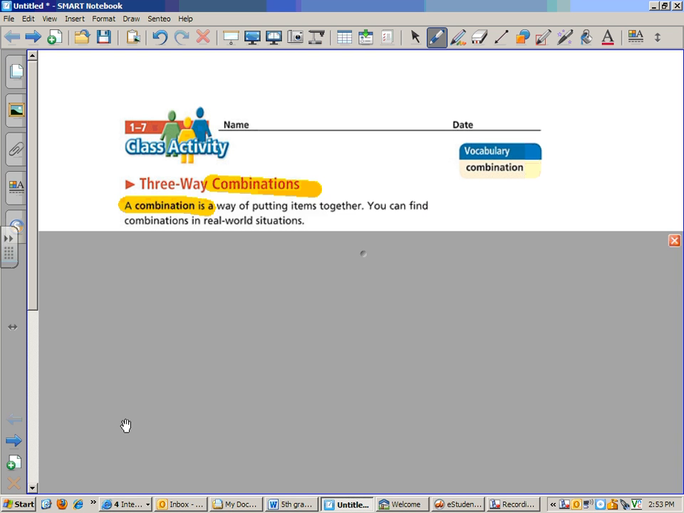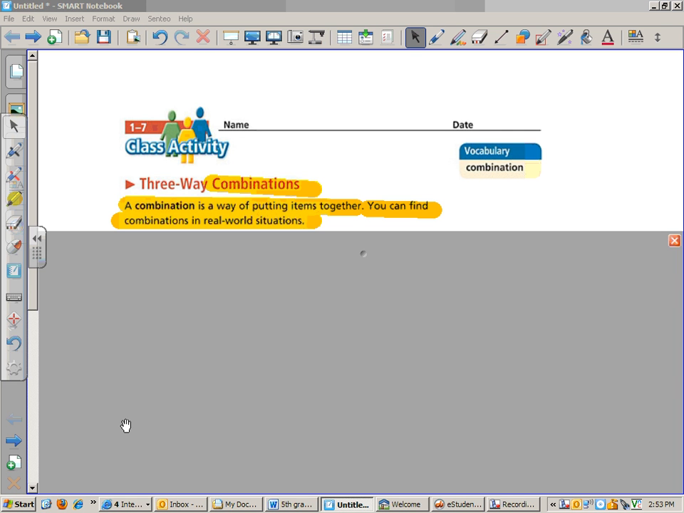A combination is a way of putting items together. You can find combinations in real world situations. So that's what we're going to do, look at some real world situations and try to put some equations together to solve those. You guys are doing an excellent job with combinations. I appreciate the fact that some of you are using those tree diagrams with combination situations, and a lot of you are drawing pictures. Excellent way of doing it.